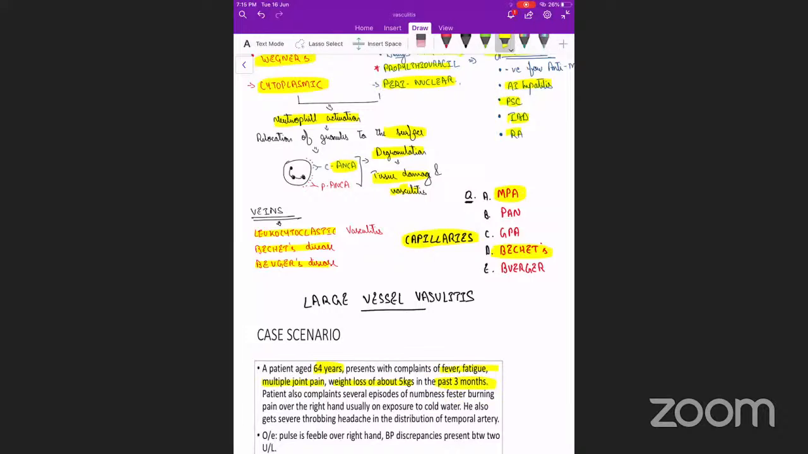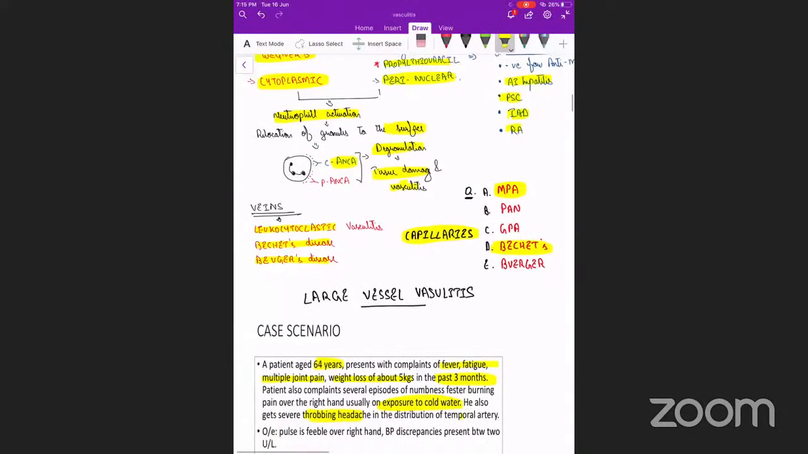This is nothing but features of systemic inflammation. Then the patient also complains of several episodes of numbness and burning pain over the right hand, usually on exposure to cold. Numbness and burning pain on exposure to cold means he is experiencing Raynaud's phenomenon. What does that mean? That means the blood vessel supplying the upper limb has been thickened and is not supplying enough blood, which is leading to Raynaud's phenomenon on exposure to a precipitating factor like cold water. Next, he also gets severe throbbing headache in the distribution of the temporal artery. On examination, pulse is feeble over the right hand, and BP discrepancies are present between the two upper limbs. Anyone with the diagnosis?